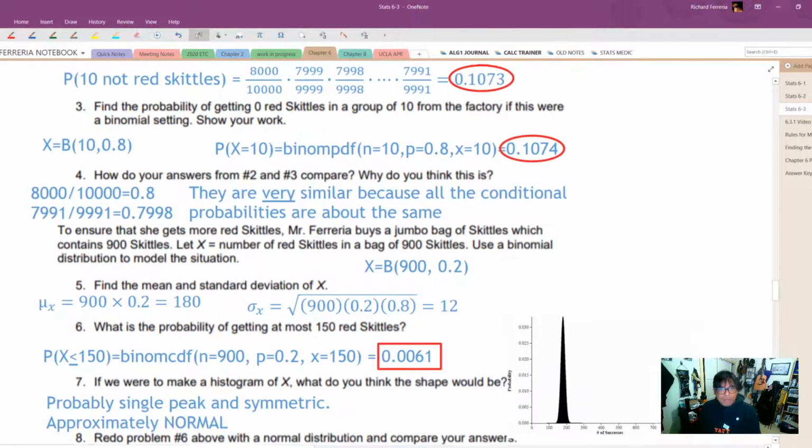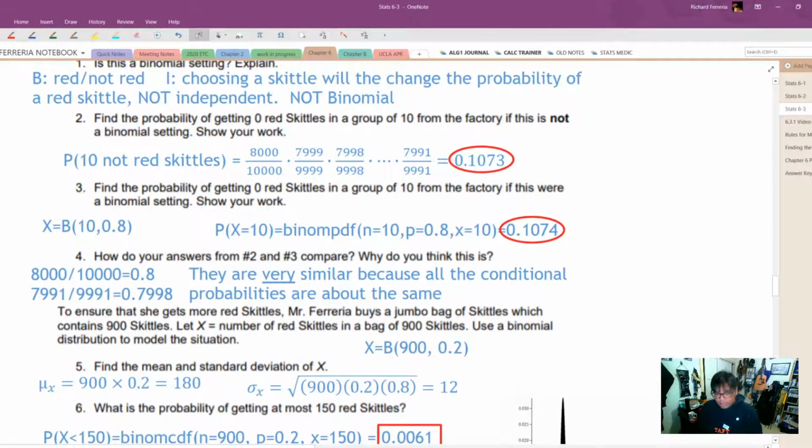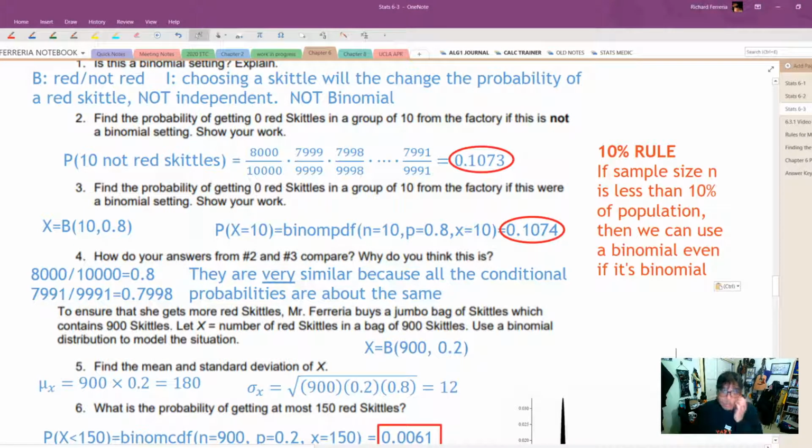So let's kind of debrief a little bit here. In this first part with questions 2, 3, and 4, these were demonstrations of what we're going to call the 10% rule. If the sample size n is less than 10% of the population, then we can use the binomial distribution even if it's not truly a binomial setting. So that's the 10% rule. We'll see that in the check your understanding parts again.